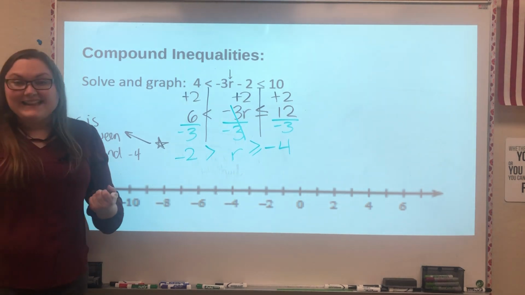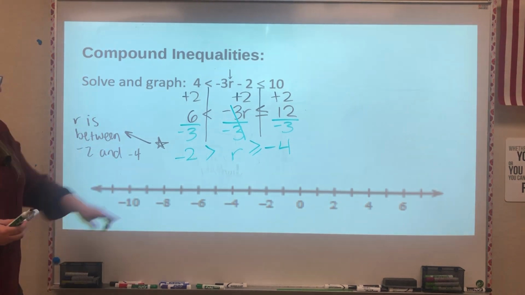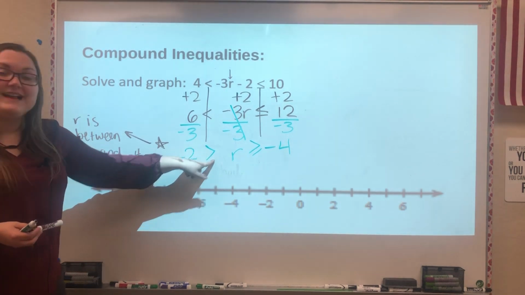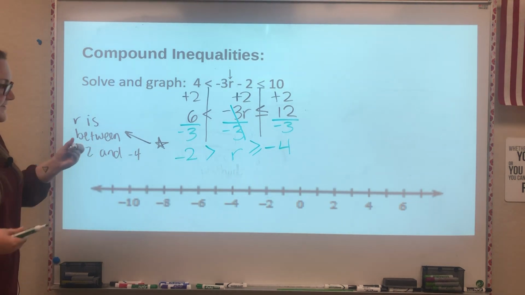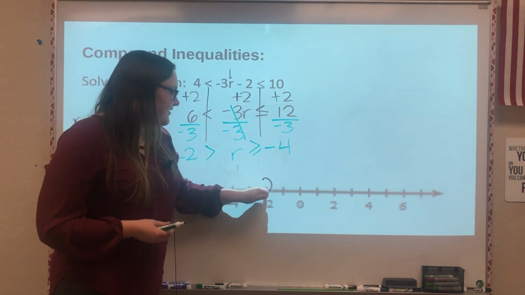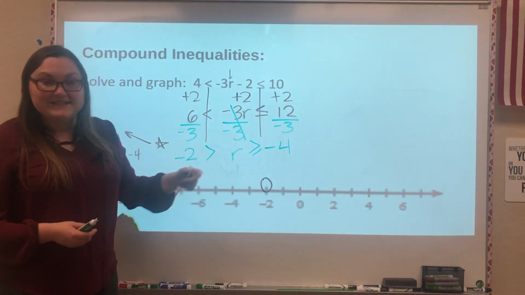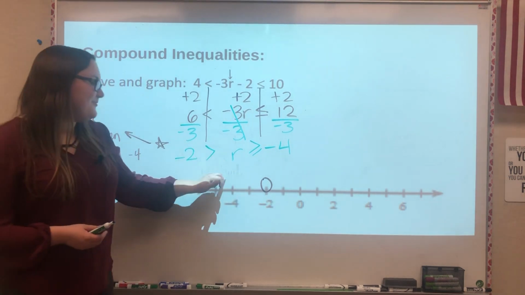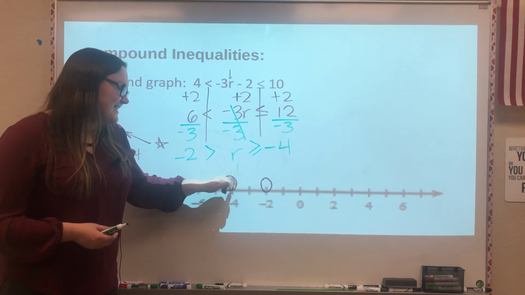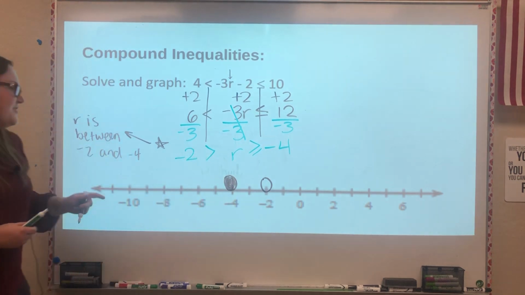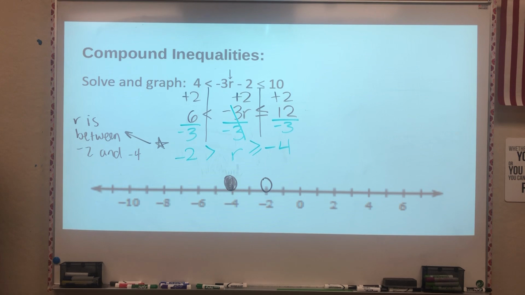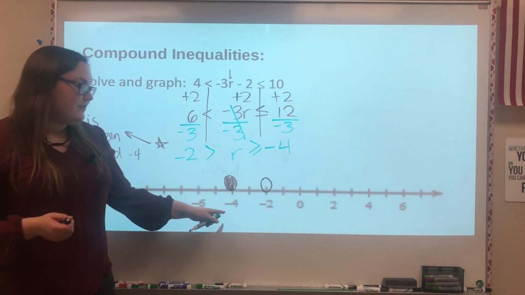The first thing I like to do is I like to go in and put my circles. We learned that if it does not have an or equal to sign, it is an open circle. So I need an open circle at -2. And then here, because it is or equal to, I'm going to have a closed circle at -4. And I mentioned earlier, it really helps if you look at that and say to yourself, that is saying r is between -2 and -4, because that's what we need to show here on our number line.